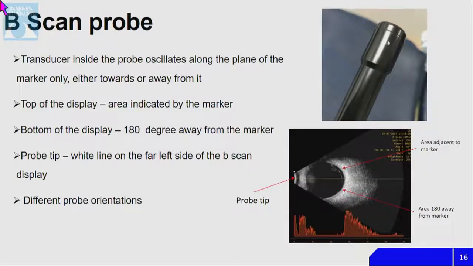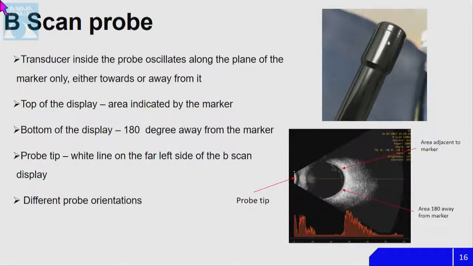So this is the B-scan probe. It consists of a transducer. The most important thing about the transducer is that it oscillates along the plane of the marker only, either towards it or away from it. The display, this is the probe tip. This white line corresponds to the probe tip. Whatever is the superior part is the one which is adjacent to the probe tip, and the inferior one is the one which is 180 degrees opposite to the probe. This will be seen in the next slide.